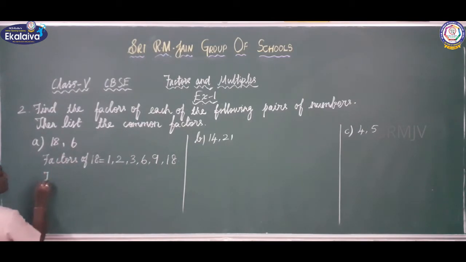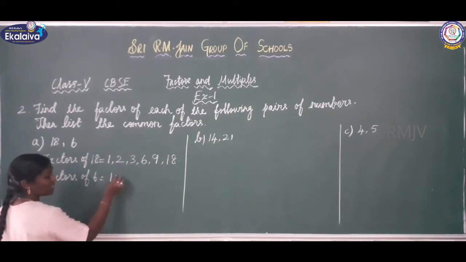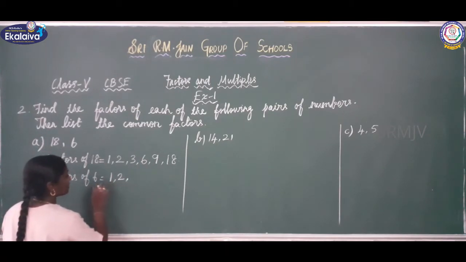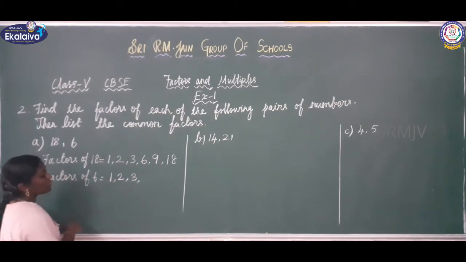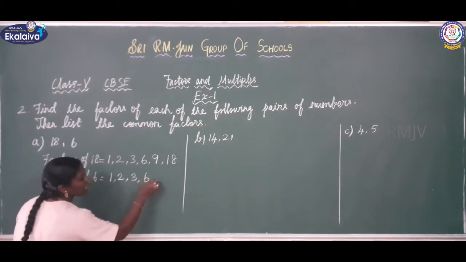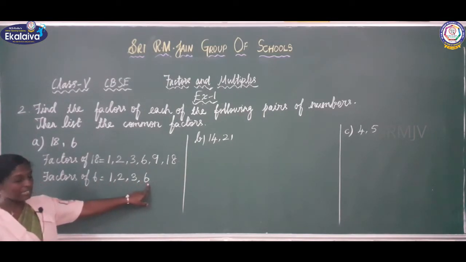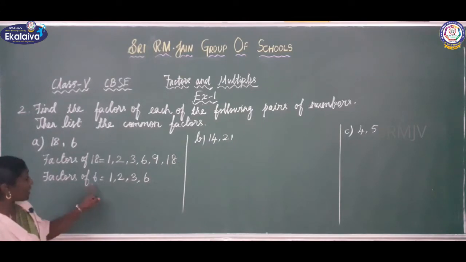Okay, now we are going to write the factors of 6. The first factor is 1, then 6 is an even number, so 2 is a factor. Then 6 is divisible by 3, so 3 is a factor. After that, it is not divisible by 4 and 5, then 6 is the next factor. So 1 and the number itself are factors of every number. For every number, 1 and the number itself is a factor.